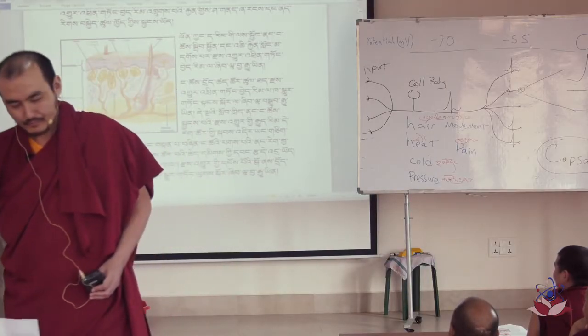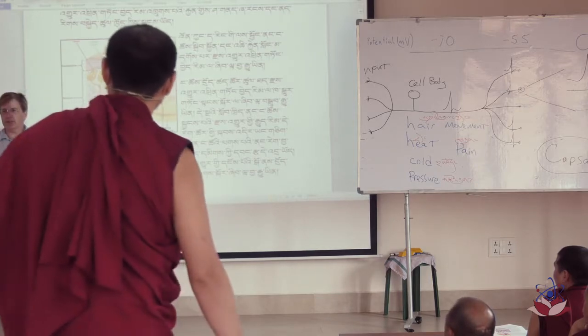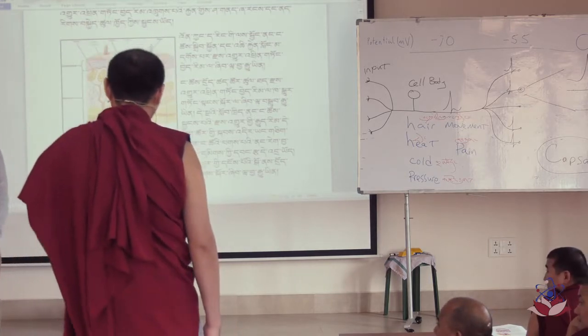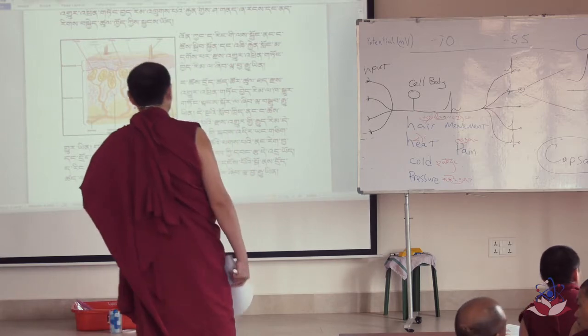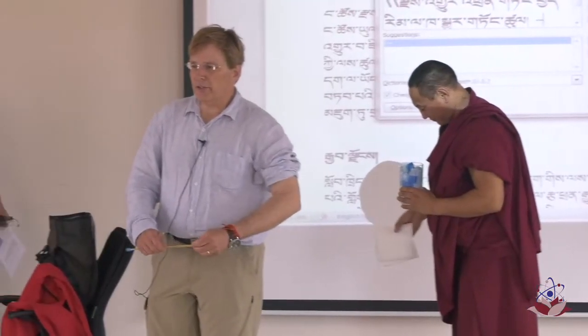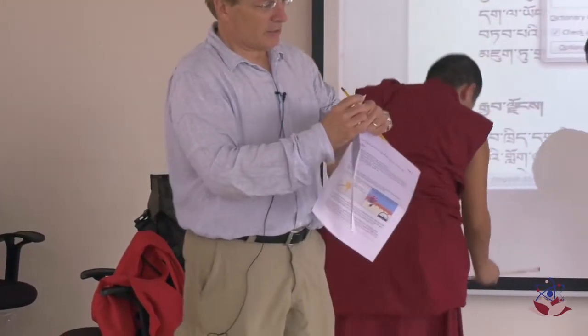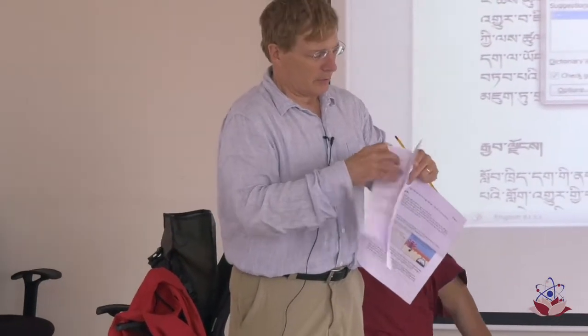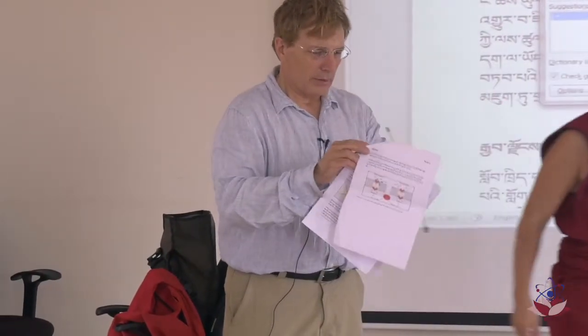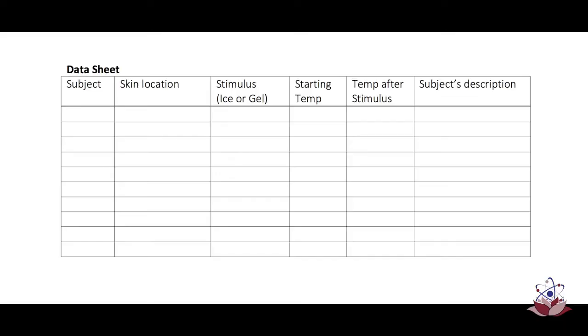Okay, so make groups of 3. So these 3. Okay, so you have the form. Turn to this page. This page. Okay. You're going to write down your name, your friend's the subject. One person's the subject, one person the experimenter, one person do recording.